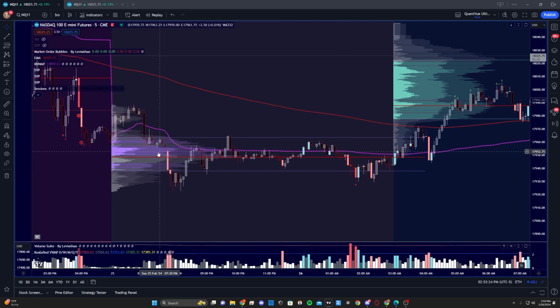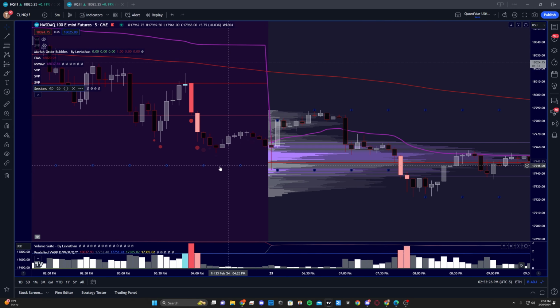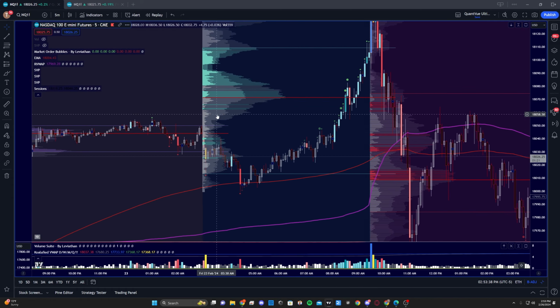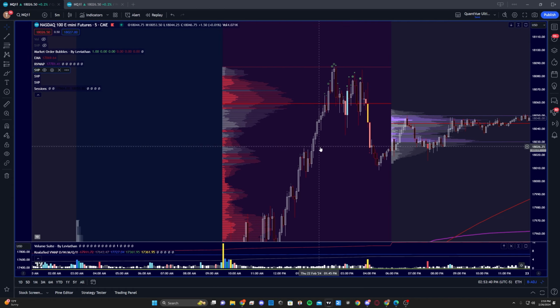You can see the same thing right here. We have bubbles, and then they disappear, so a little bit of a pullback, then bubbles, bubbles, light bubbles still. Let's see if we can find another area where you can see it.